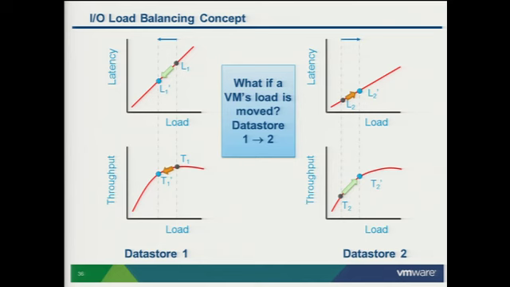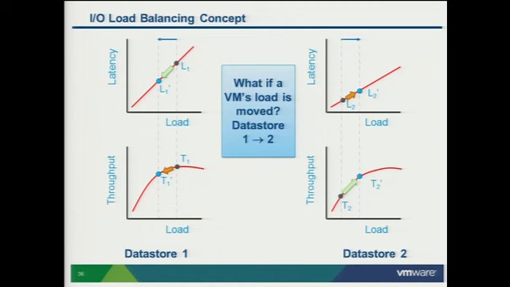In this case, because Datastore 1 was a steeper curve versus Datastore 2 in terms of latency, that is, as workload goes up on Datastore 2, latency doesn't go up as quickly. It's a more powerful data store. Moving that load from Datastore 1 to Datastore 2 actually reduced the overall average latency, as well as reducing the maximum latency, which is certainly something we want to do.